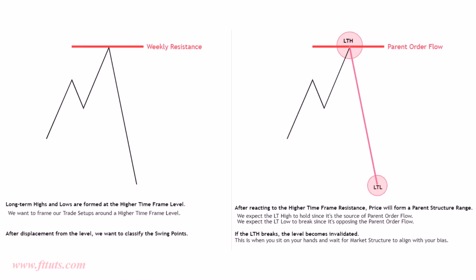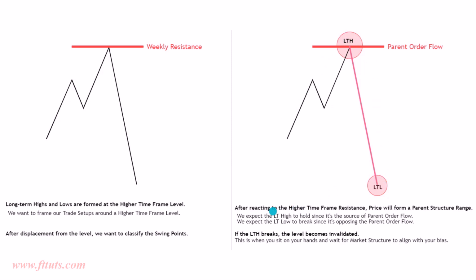Long-term highs and lows are formed at a higher time frame level. We want to frame our trade setups around a higher time frame level. So with the example we've been using, it was framed off a weekly resistance level, which is the weekly fair value gap. That high that caused the displacement lower, okay, after that displacement from the weekly level, we want to classify those swing points. Okay, so the one that hit the high that hit that resistance level and caused displacement that broke previous structures, we want to classify those swing points as long-term high and long-term low.